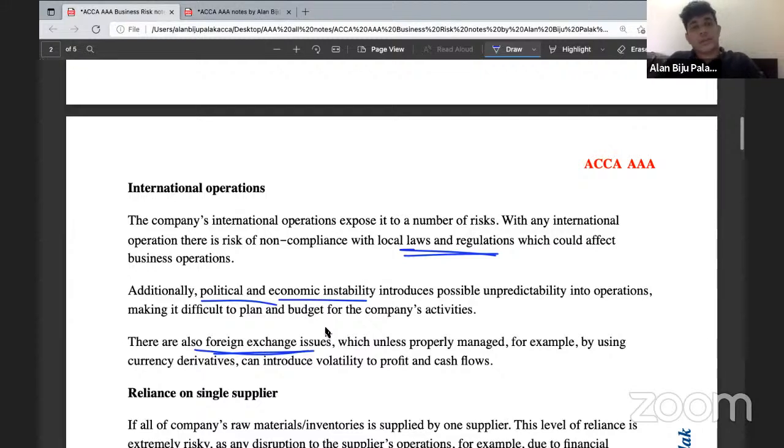So if these are not properly managed, what will happen? The company's profit and the cash flows will become volatile and will keep on changing. So we won't be able to obtain a fixed income or fixed revenue from the overseas countries. So these are the three business risks associated with international operations. So whenever it is mentioned in your question that a company is having some set of international operations, you need to talk about lack of compliance with international laws and regulations, political and economic instabilities, and foreign currency issues.